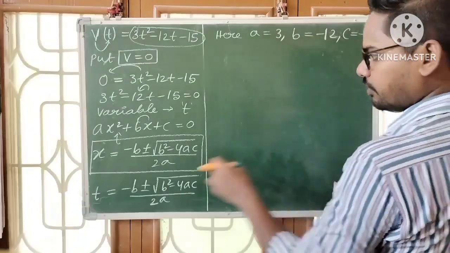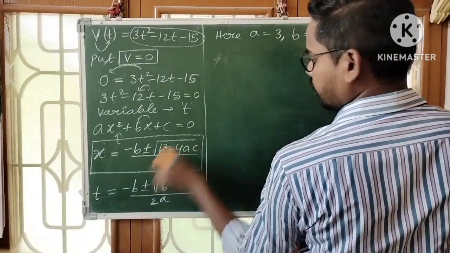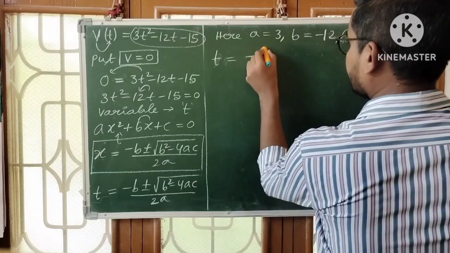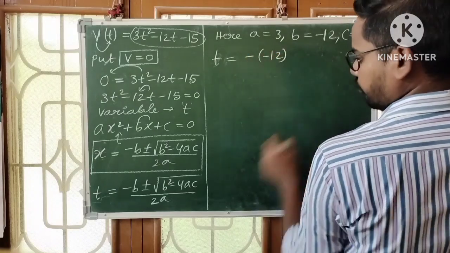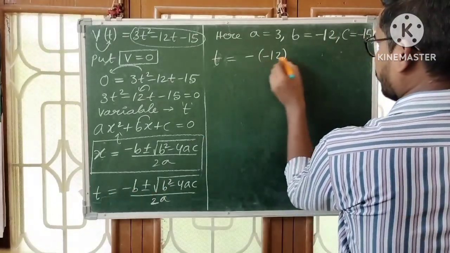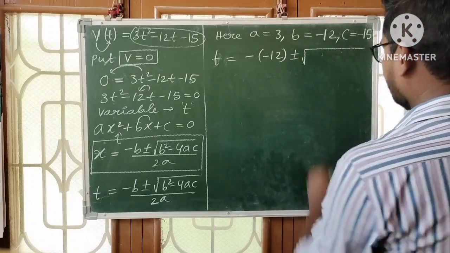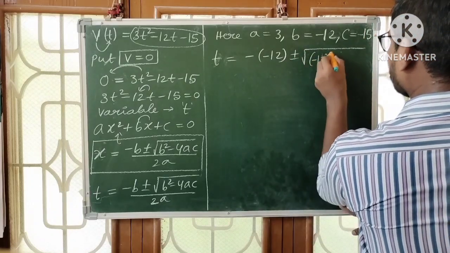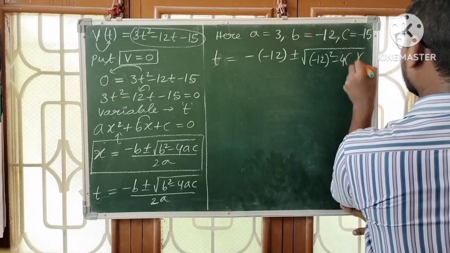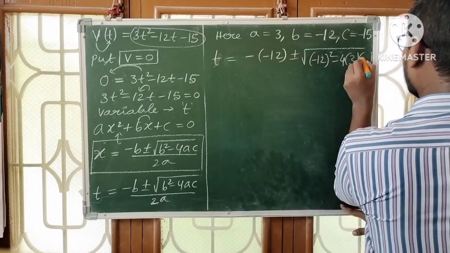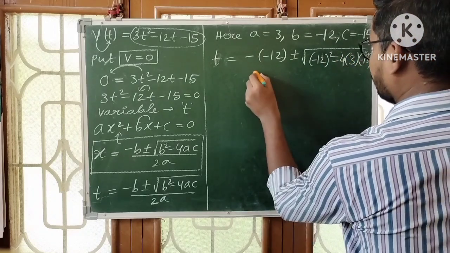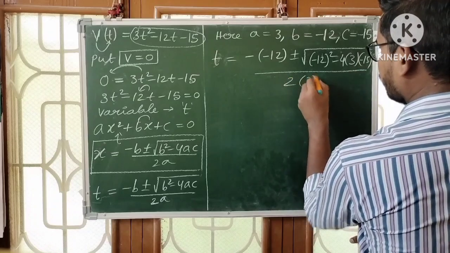Now substitute all these values here. t is equal to minus b, minus of minus 12, plus or minus root over b square, so minus 12 whole square, minus 4ac. What is the value of a? 3, and c value is minus 15. Whole divided by 2 times a.